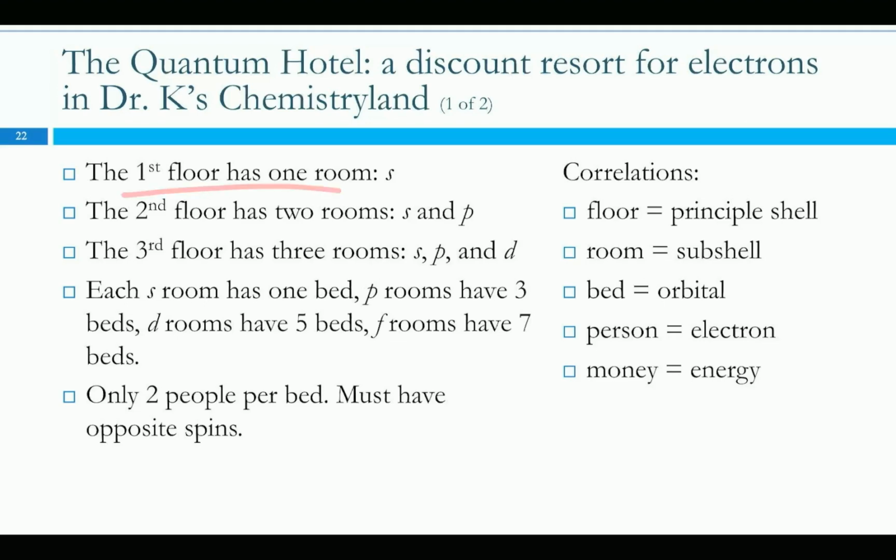The floors are our principal shell, the room is the subshell, and then the bed is the orbital. And then our people are electrons, and of course the people want to spend as little money as possible. You wouldn't go to this super discount hotel otherwise. And then 2 people per bed, and you must sleep head to foot. There's no other way to do it. They have to have opposite spins.